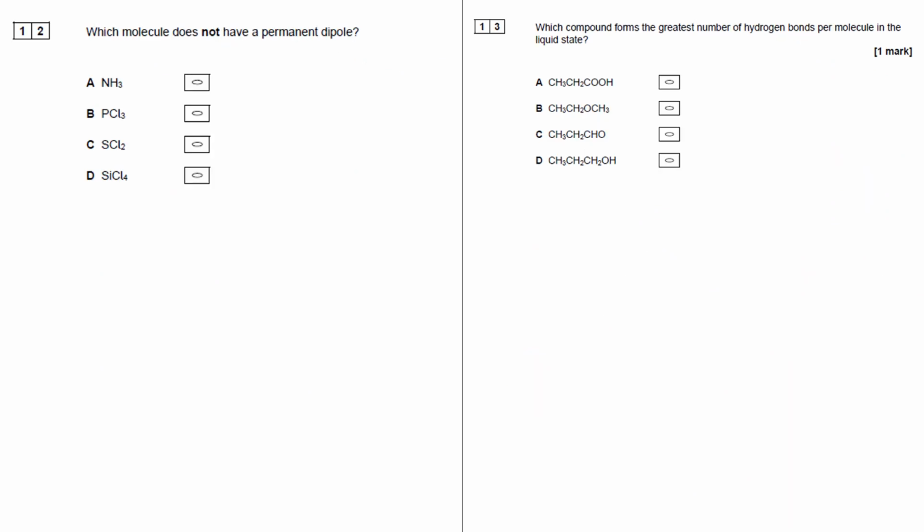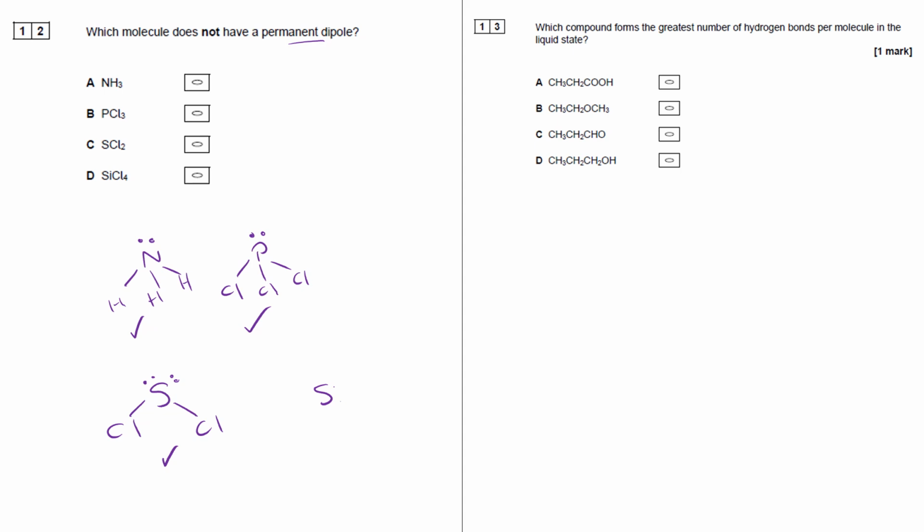Question 12. Which molecule does not have a permanent dipole? So to have a permanent dipole, it needs to be asymmetrical. To be asymmetrical, it would either have a lone pair on the central atom, so like in ammonia, that would have a permanent dipole. Phosphorus in group 5 has formed 3 bonding pairs, got a lone pair left over, so it would have a permanent dipole. SCl2, sulfur is in group 6, it's formed 2 bonding pairs, it would have 2 lone pairs left over. Because it's asymmetric, it would have a permanent dipole.